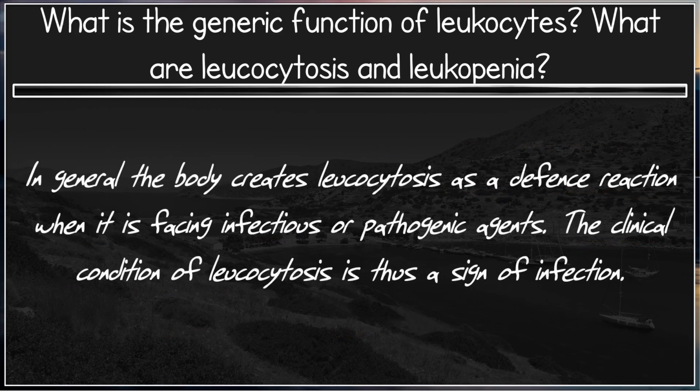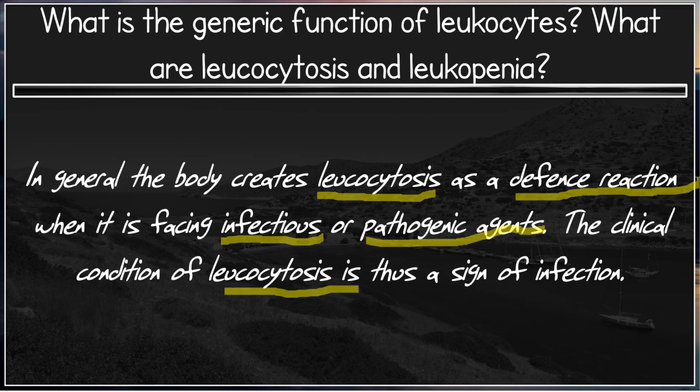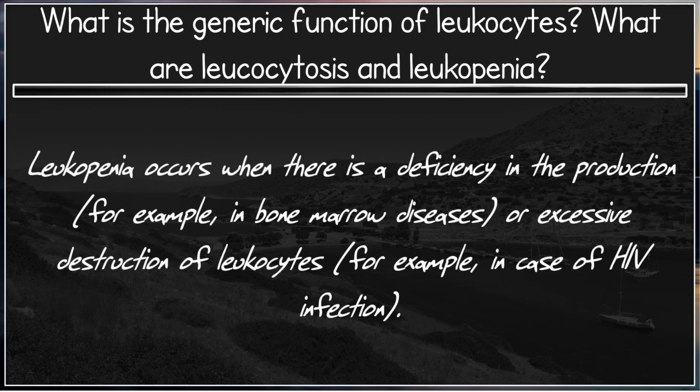In general, the body creates leukocytosis as a defense reaction when it is facing infectious or pathogenic agents. The clinical condition of leukocytosis is thus a sign of infection. Leukopenia occurs when there is deficiency in the production or excessive destruction of leukocytes, for example, in case of HIV infection.